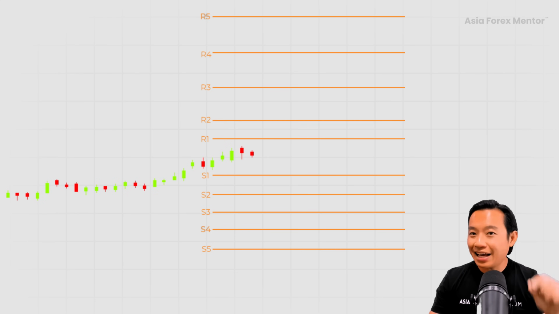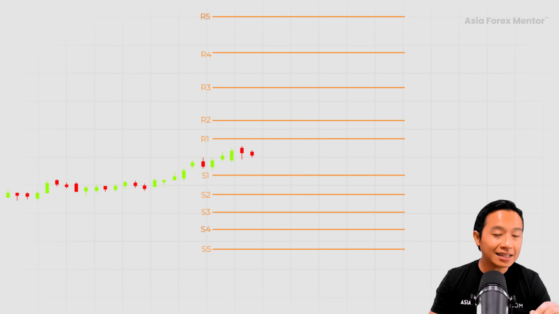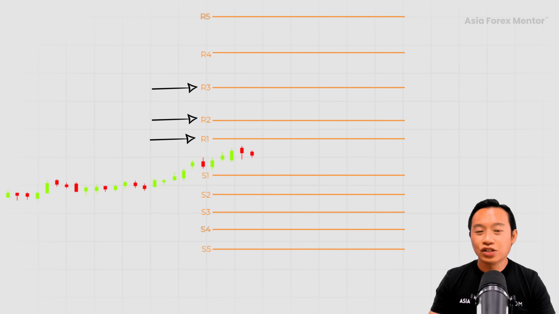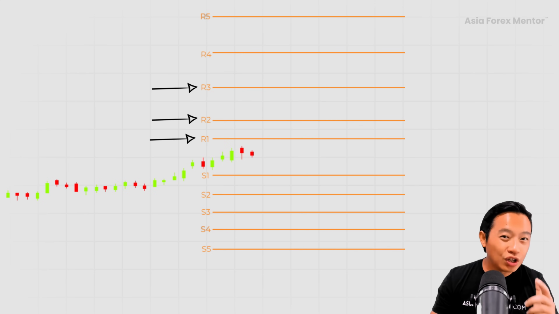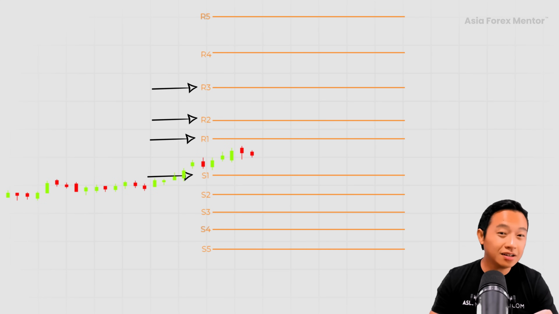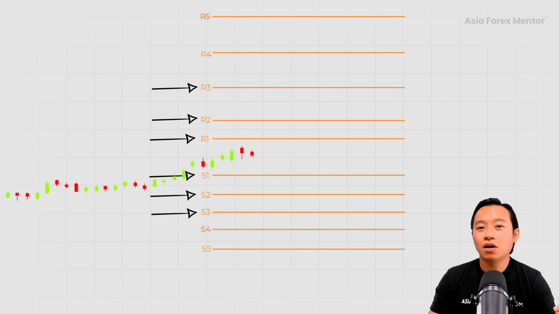So you might encounter resistance at this level, here, here, and here. Similarly, you might find support at this level as well, here, here, and here. So this is how pivot points work. You can utilize them as target profit levels, to help you exit your trades when you are uncertain about where to exit.